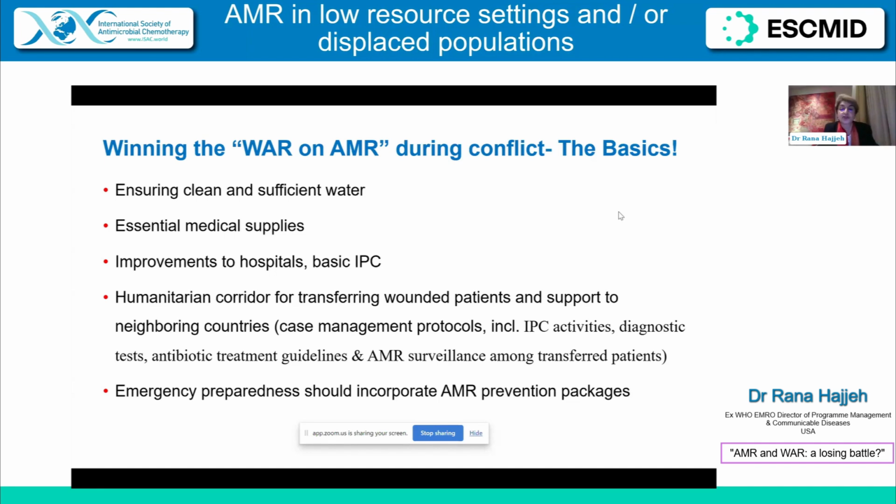This has been a huge struggle, to even transfer wounded patients and support them to neighboring countries, and to make sure that any emergency preparedness plan incorporates our prevention packages. But last but not least, I really want to make a plea that we should all advocate that hospitals should not be targeted, that hospitals should be a red line, and they should be protected both for the sake of patients overall and to protect healthcare workers.